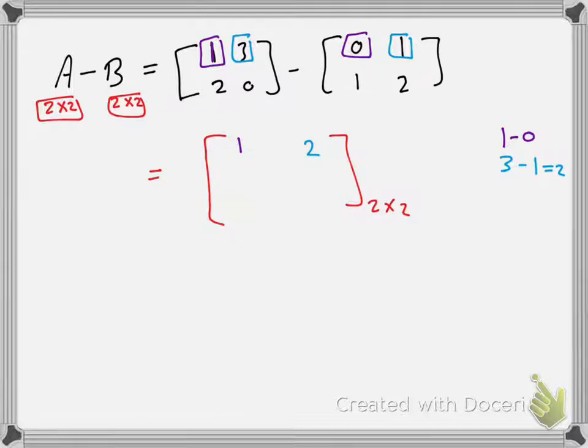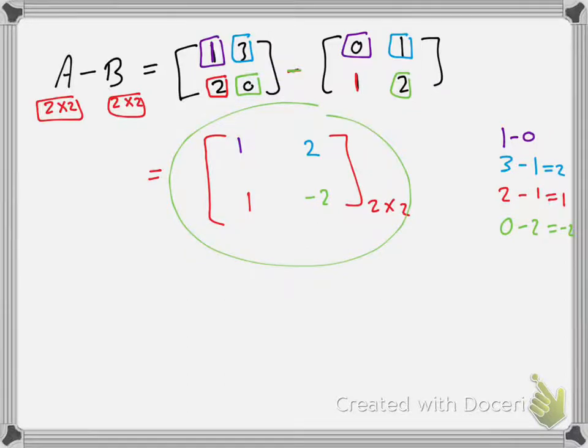Now I will subtract the third location, 2 minus 1, which is 1. Then here I have 1. And then I will now subtract the last location, which is 0 and 2. Between them subtraction. Then 0 minus 2, which is negative 2. Then here I have negative 2. Then here is the result of the subtraction.